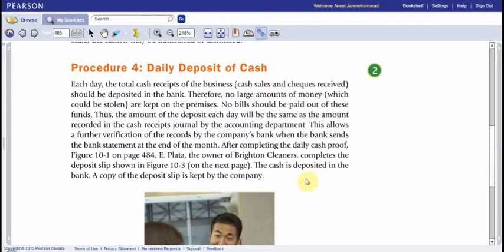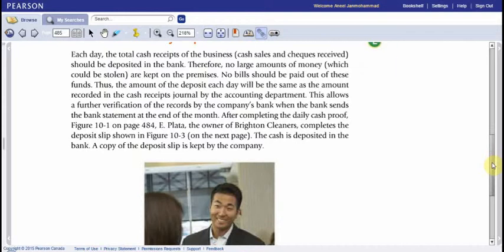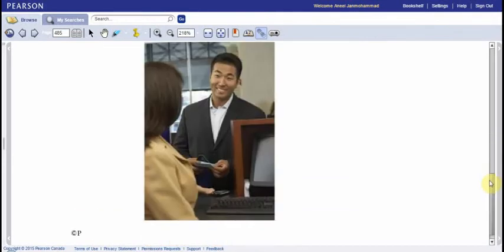Now, as soon as it's deposited, a deposit slip is made and given to the bank, and a copy kept with the company. So we're going to look at an example. After completing the daily cash proof, E-Plata, the owner of Brighton Cleaners, completes the deposit slip shown in figure 10.3 on the next page. The cash is deposited in the bank, and a copy of the deposit slip is kept by the company. So we're going to look at that.